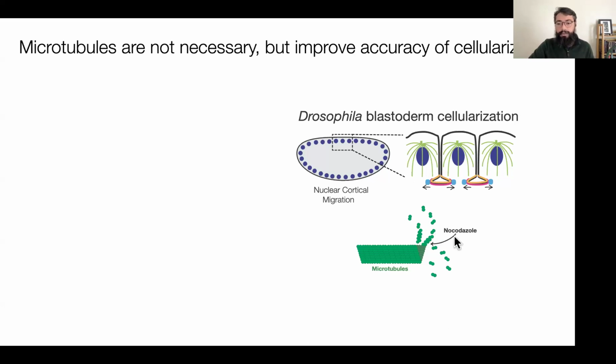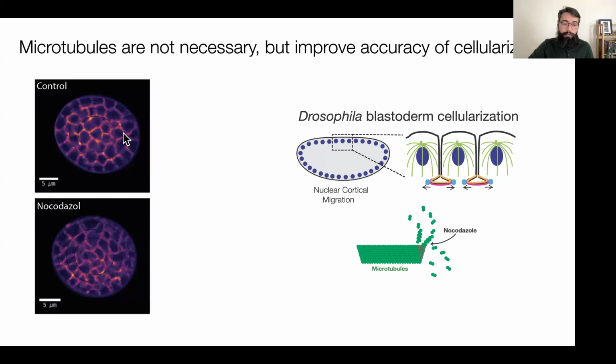So to test this, we use nocodazole, which depolymerizes microtubules. And the idea is if microtubules are important and you treat with nocodazole, you would expect that the cellularization is inhibited or completely dysfunctional. But what we were surprised to see is that on the top, you see a control cell.